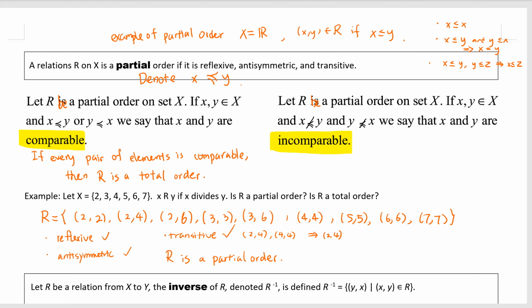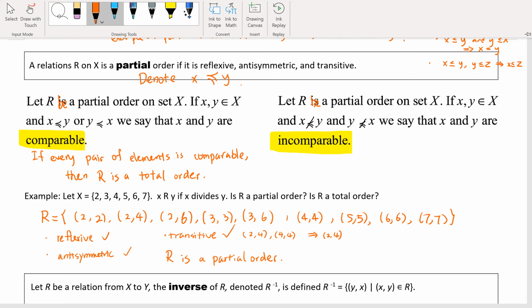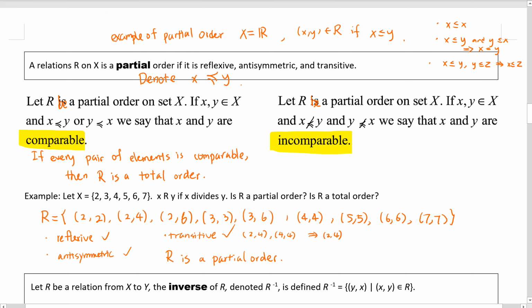Okay, and then is R a total order? Is it true that for all elements in the set, we have either x divides y or y divides x? Not really. Why? So you can see here the vertex. Okay, let me see.